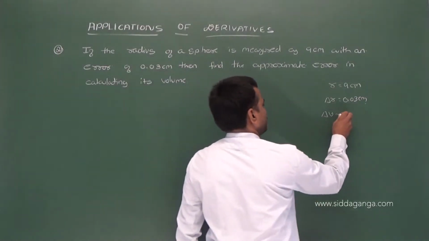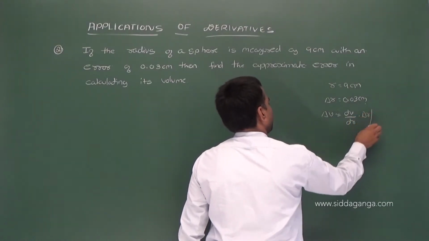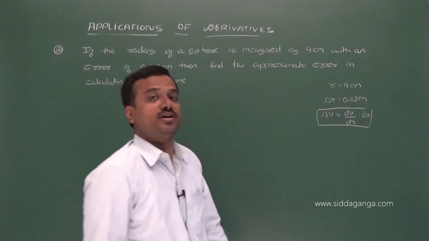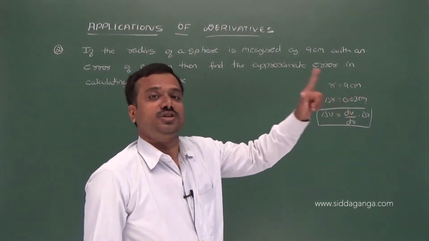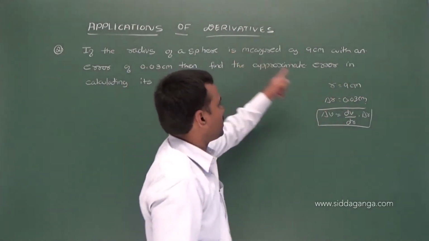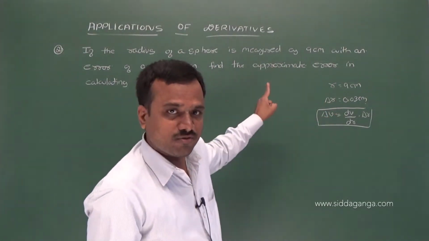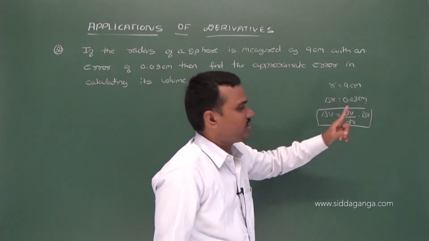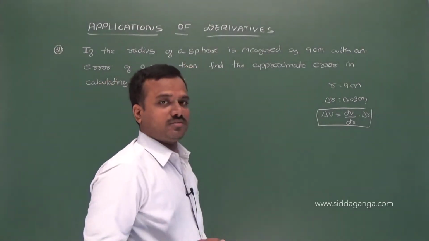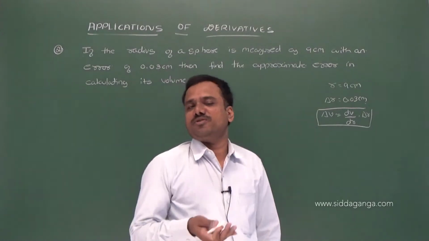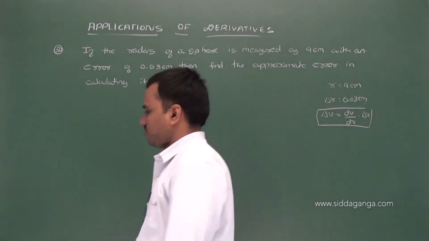So delta V is equal to what? dV by dr into delta R, because with respect to radius. Here with respect to what? Radius. In the previous problem with respect to edge, edge is x. Here radius is r. So delta V is equal to dV by dr into delta R. Before that we want the volume of a sphere. Volume of a sphere, V is equal to 4 by 3 pi r cube. Write the formula first.